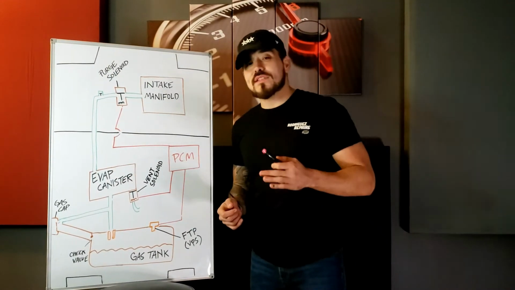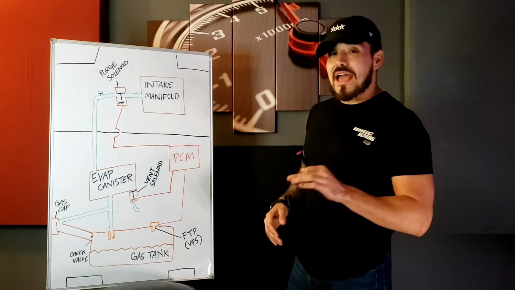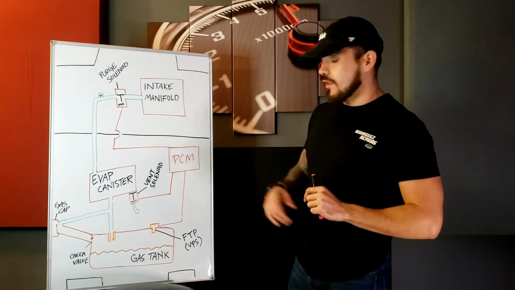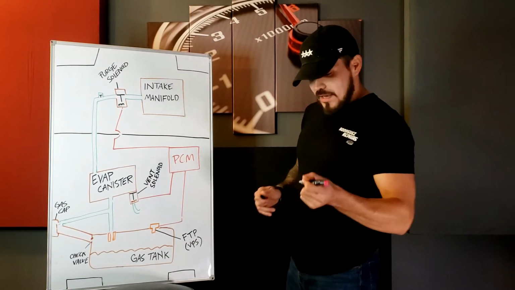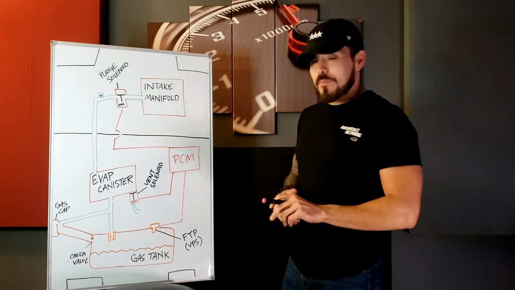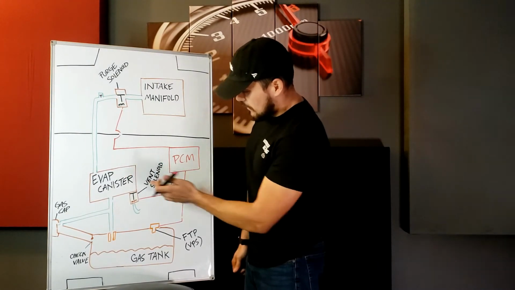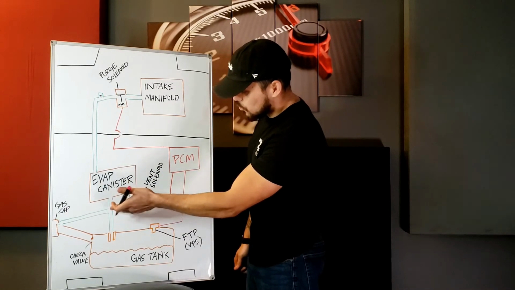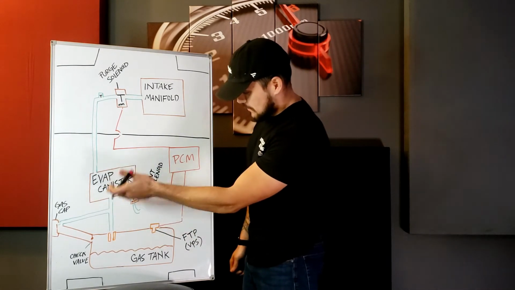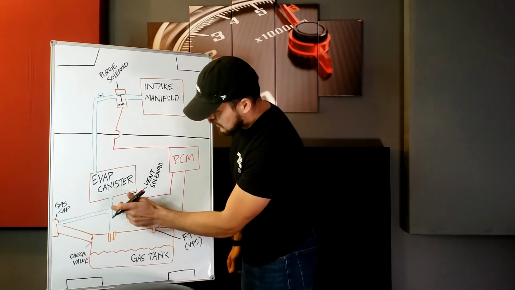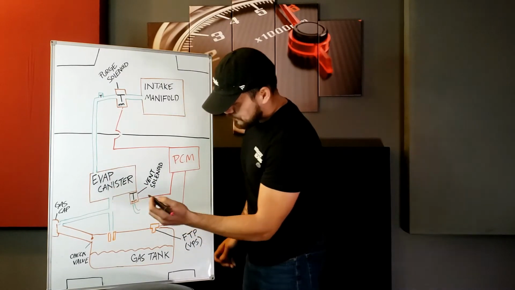Okay, one variance I want to talk about is that some vehicles actually have another extra component in the EVAP system. Okay, and this is going to be an EVAP pump. Normally it's located between the EVAP canister and the vent solenoid, or somewhere within the line of the gas tank and the EVAP canister. So I'm going to put it right here.